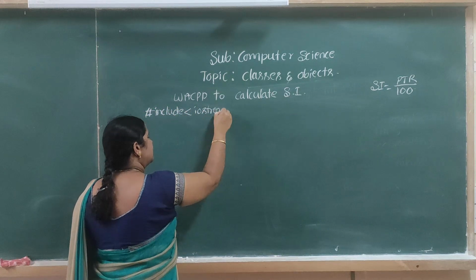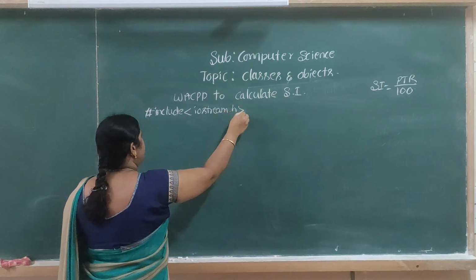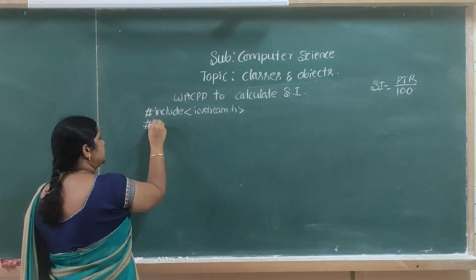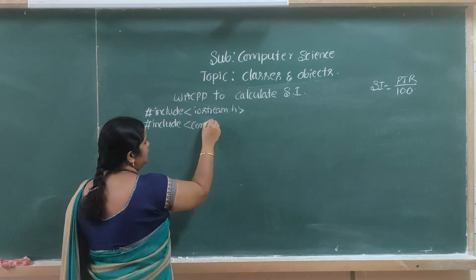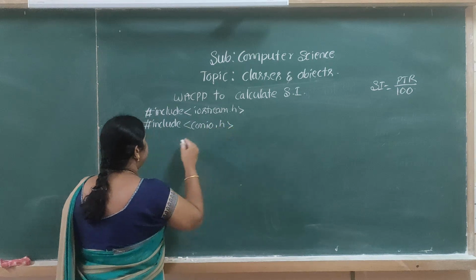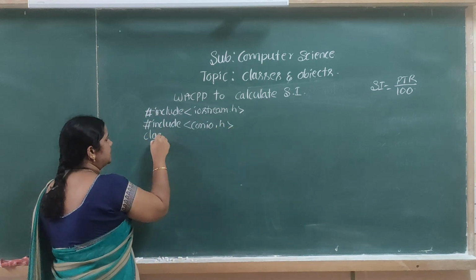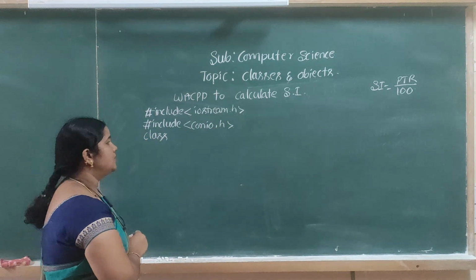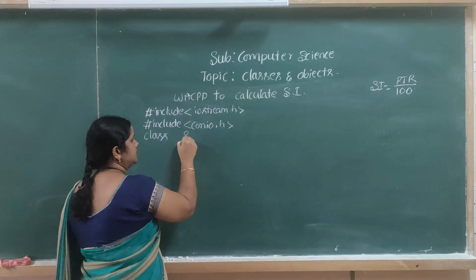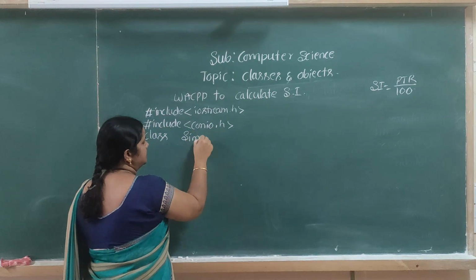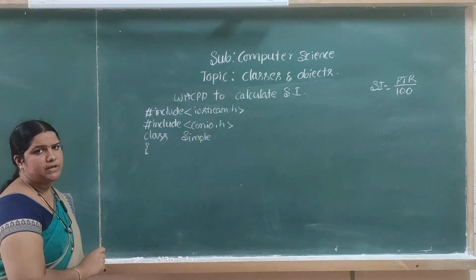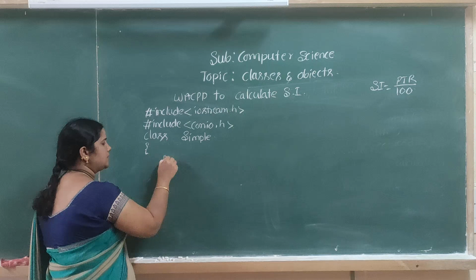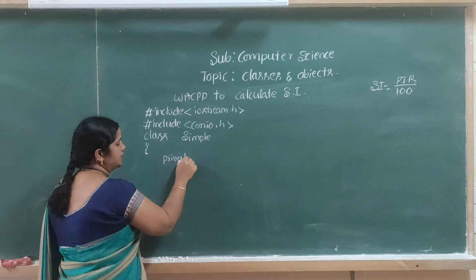We write #include <iostream.h> and #include <conio.h>. Next, class simple, which we take as the class name. Then an opening brace. It contains the private section, the same method as in the previous program.